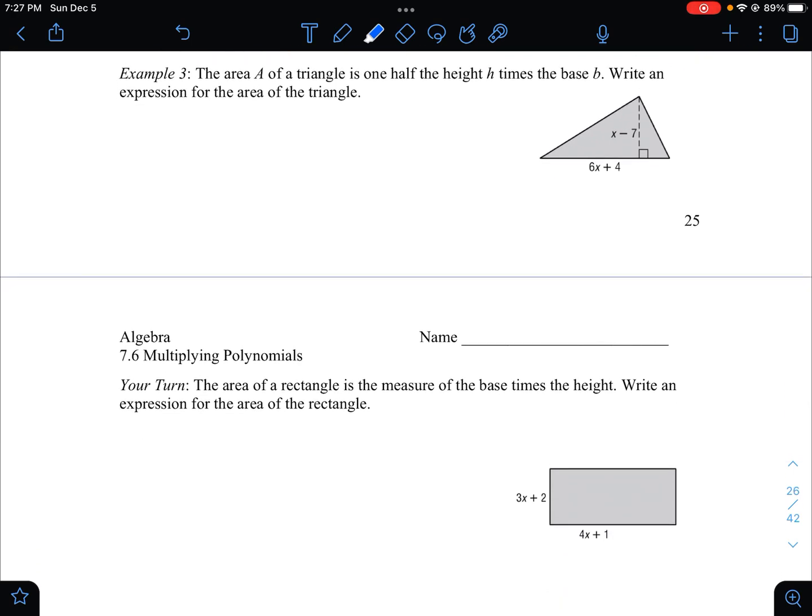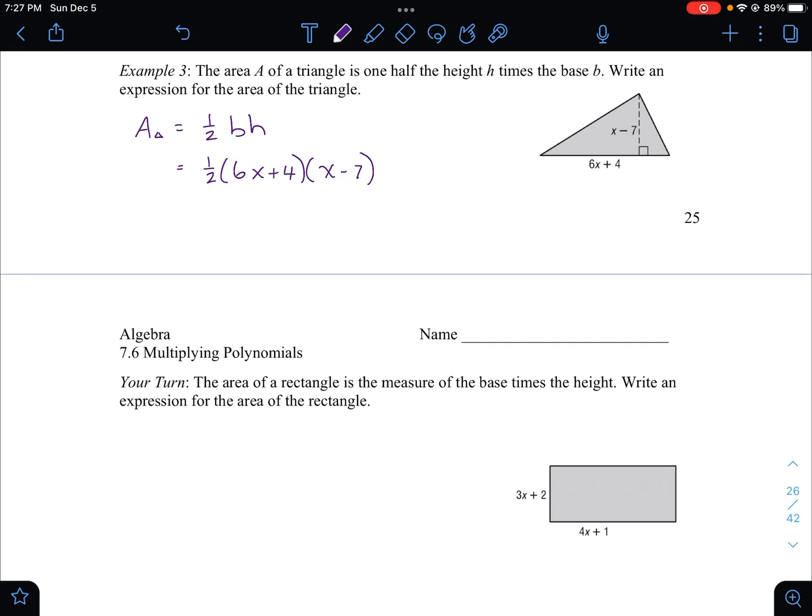All right, example 3. It says the area of a triangle is 1/2 the height, which is h, times the base b. Write an expression for the area of the triangle. So area of a triangle is 1/2 base times height. So 1/2, my base is 6x plus 4, and my height is x minus 7. Now, I have to take half times one of these, not times both of them, because it's multiplication. So I'm going to take half of 6x plus 4.